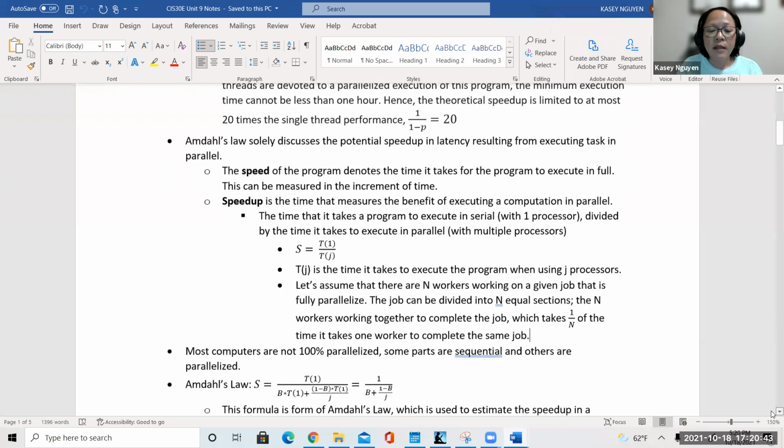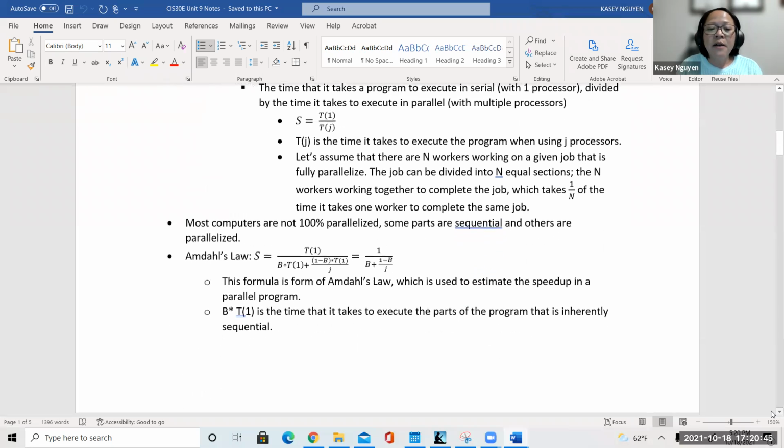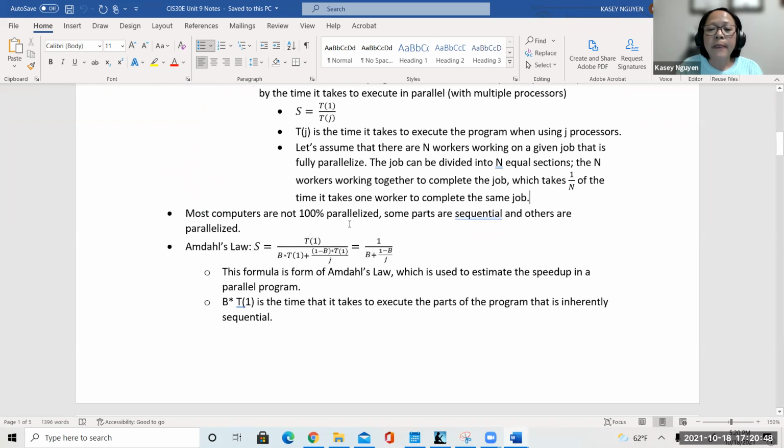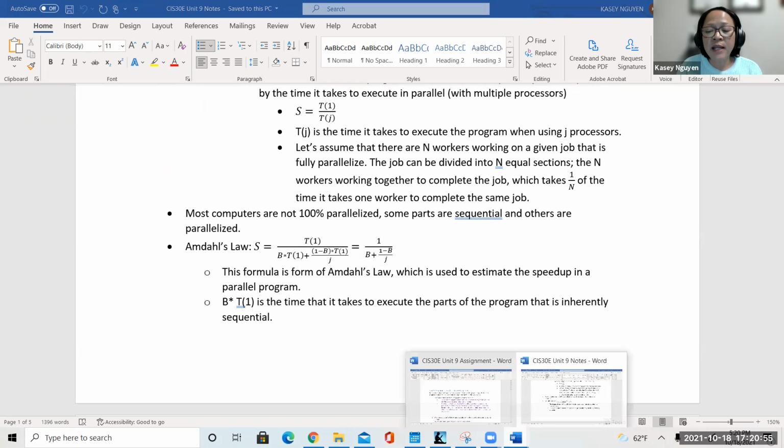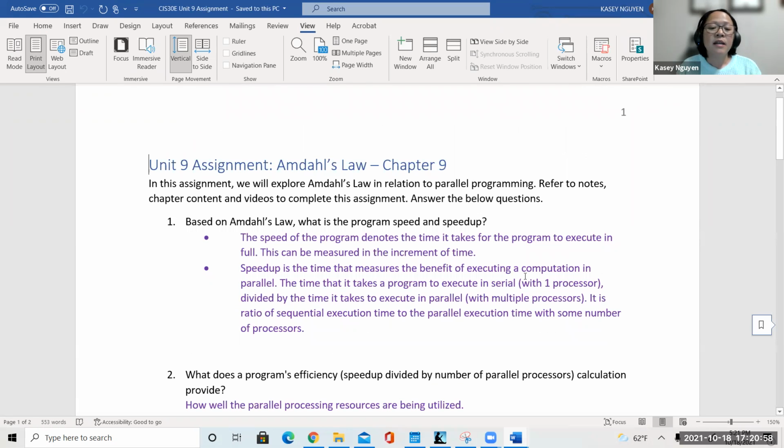Now in the text, it gives you the breakdown, okay? Before we go into this formula, let's answer the questions. Based on Amdahl's law, what are the program speed and speedup? The speed defines the time that it takes the program to execute in full. This can be measured in increments of time, like seconds, hours, microseconds.